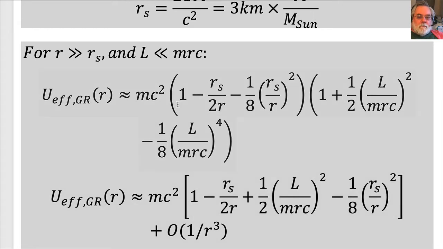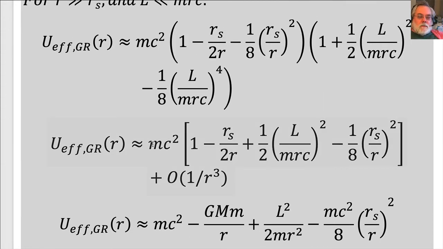We get 1 from 1 times 1. We get minus Schwarzschild radius over 2r from this times 1. We get 1/2 L over mrc squared from 1 times this. And we get minus 1/8 Schwarzschild radius over r squared from this times 1. All the other terms are higher order, and we are not interested in them in this lecture.